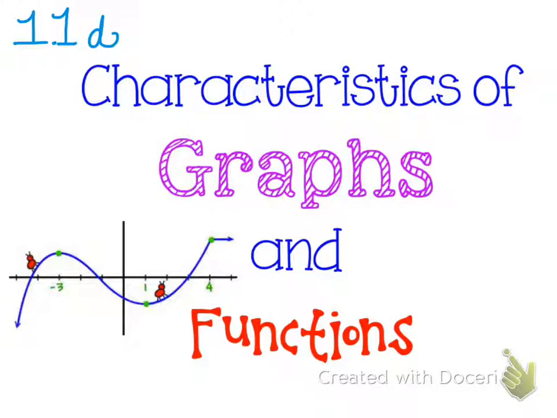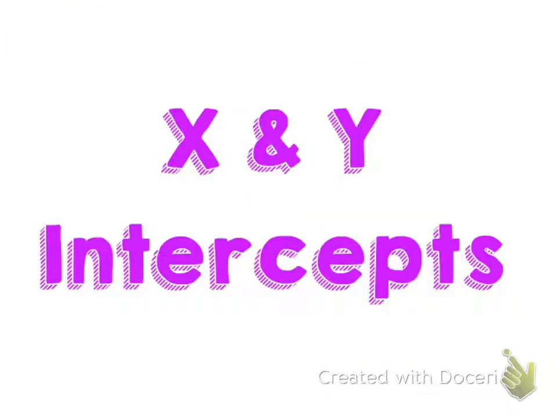All right, welcome to 1.1D, Characteristics of Graphs and Functions. And we're going to be taking a look at several examples. I'm going to run through two characteristics. One is the x and y intercepts, and the other one will be increasing and decreasing intervals.